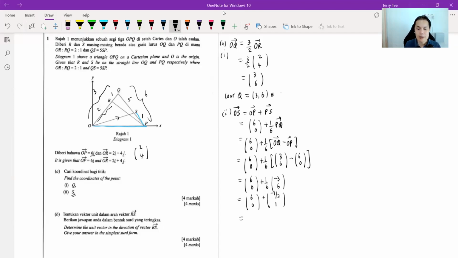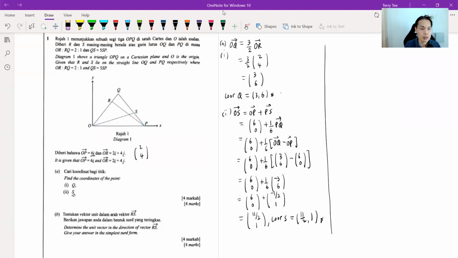Or we can take 6 times 2, 12. 12 minus 1, 11 over 2 and 1. So that is vector OS. Okay, however, we need to write in coordinate form. So if you write in coordinate form, your coordinate of S is 11 over 2, 1. All right. So I have a shortcut way to show you guys, because I hope you guys are familiar with the division of a line segment, the nx1 plus mx2 over m plus n.